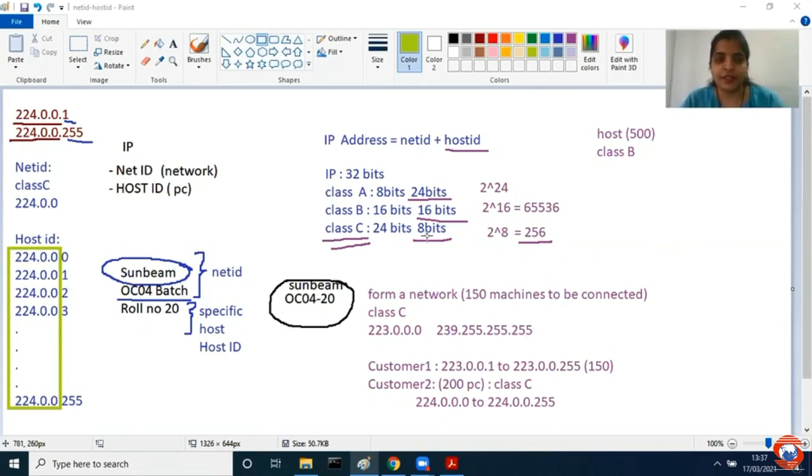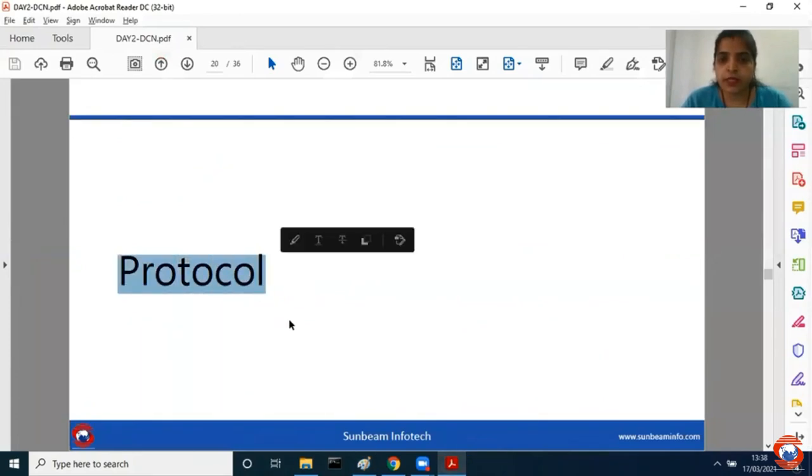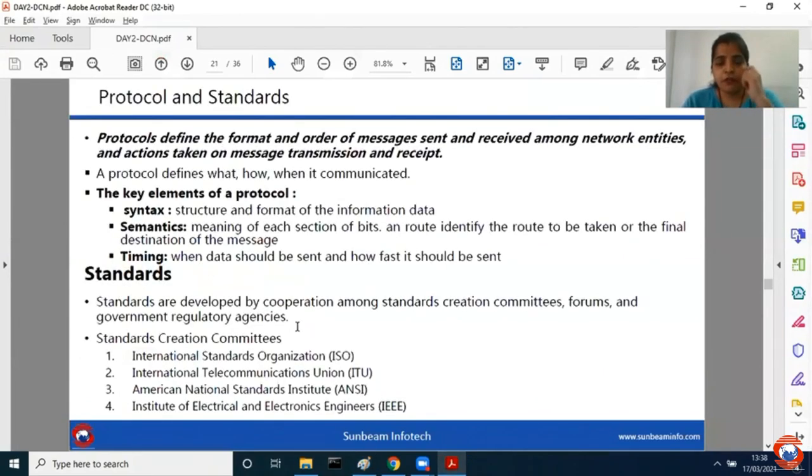So I hope you have understood the concept of IP addresses, the introduction part, right? We will go ahead to something called protocol. Now, when you talk about protocols or standards, they are basically used to define the format and the order of messages sent and received among the network. When you say protocol, it means there are some rules that we need to follow.